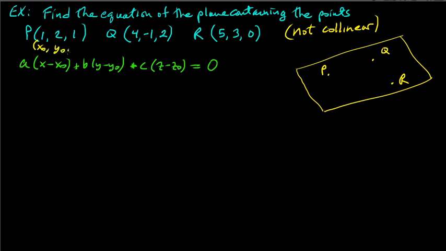So I'll pick the first one, point P. So x0 is 1, y0 is 2, z0 is 1. But if you picked Q or R, that's fine. In the end, you'll get the same equation, although, like I say, it might look different, but we can put it into the same form. So the standard form of the equation will be the same no matter which point you choose here.